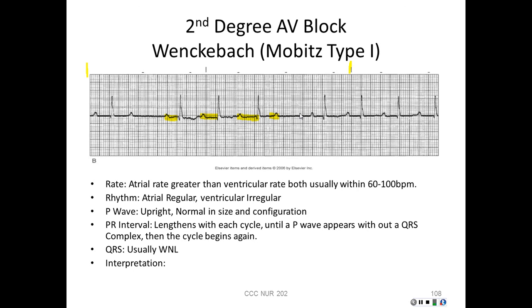So Mobitz type 1, Wenckebach: longer, longer, longer, drop. Longer, longer, PR gets longer, longer, longer, drop. Longer, longer, longer, drop. So you'll see that as you go on. Ventricular rate irregular. Atrial rate regular.